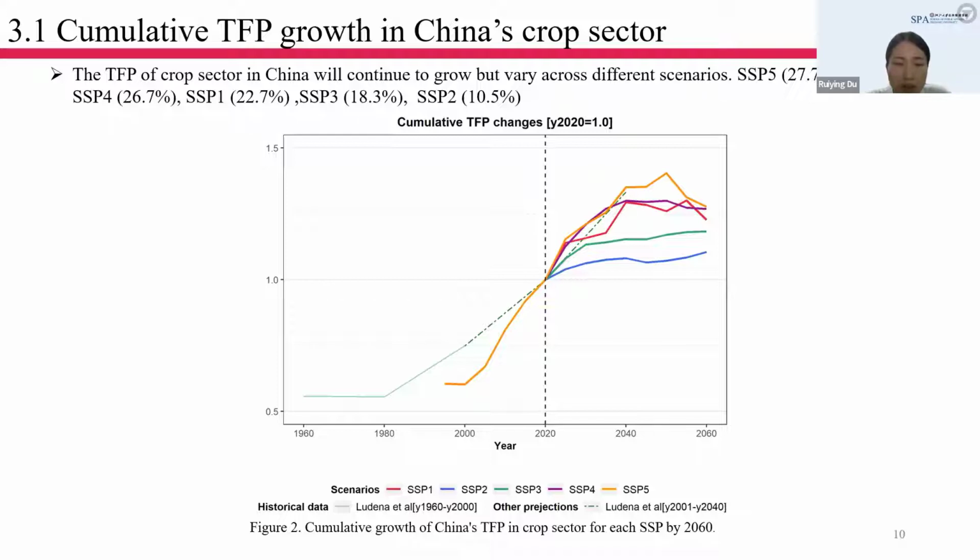The results in Figure 2 reveal that the TFP of the crop sector in China will continue to grow but vary across different scenarios. There is the highest TFP growth in SSP5, followed by SSP4, SSP1, and SSP3, while SSP2 has the lowest growth in TFP with an increase of 10.5% by 2060.